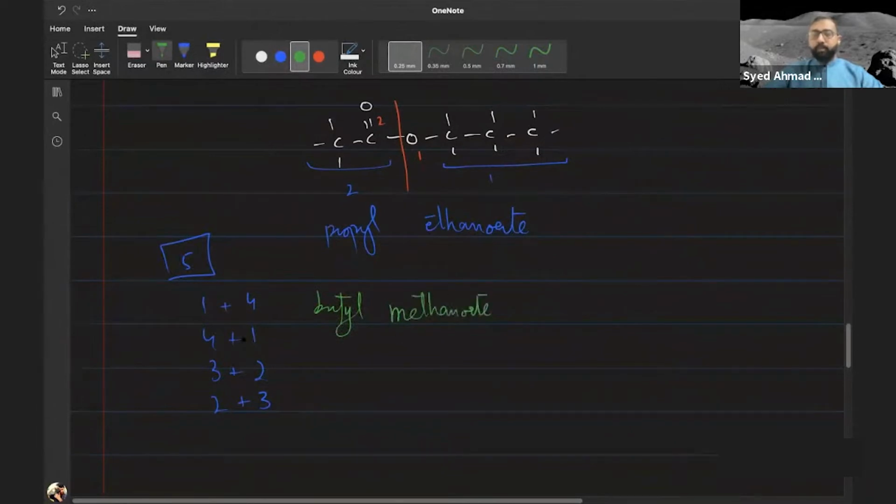एक ही होगा. दूसरा क्या हो सकता है? 4 + 1 वाला मिथाइल ब्यूटानोएट. It's totally your choice how you break it down. Similarly, this one I can call ethyl propanoate, and this one I can call propyl ethanoate.